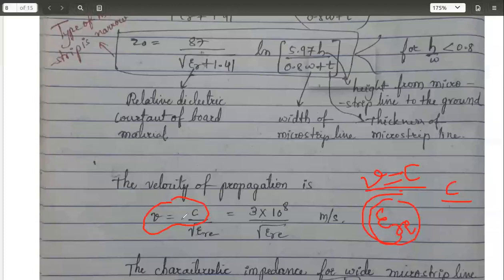So that value we should take, root of epsilon r e. Just for recalling, you can go back quickly to module 1. We have seen the velocity of propagation there also. We have seen there how the velocity vp has been calculated. You can just have a quick recall there. So this is the velocity of propagation.